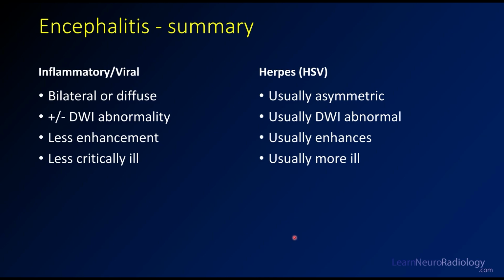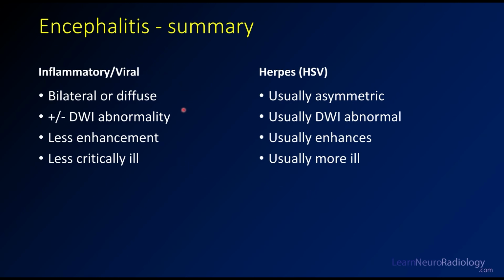Now, here's your summary of encephalitis. You can have either an inflammatory or viral encephalitis. They tend to be more bilateral and more diffuse. They tend to have less diffusion abnormality, less enhancement, and the patients are less critically ill. In contrast to herpes, where it tends to be asymmetric, diffusion is abnormal, you can have a lot of enhancement, and those patients tend to be very ill.